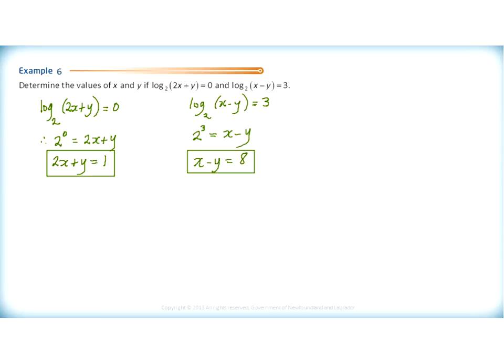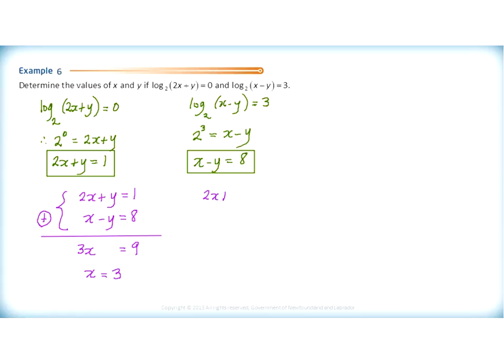And essentially what we've done here is we've set up a system of equations. And we can now solve that system of equations using the process of elimination. So we have 2x plus y equals 1, and x minus y is equal to 8. What we will do now is we will add those two equations in order to eliminate the variable y. So when we add the two equations, we get 3x is equal to 9. Therefore, x is equal to 3.